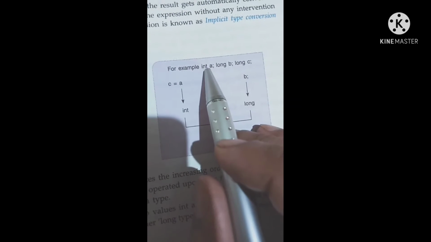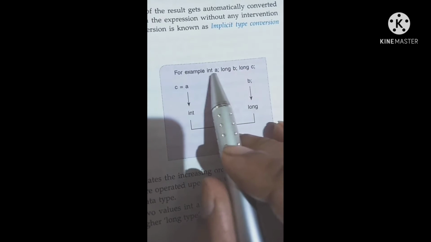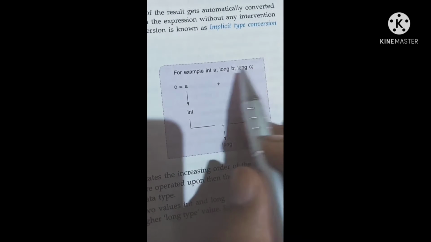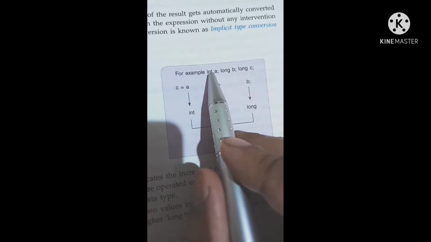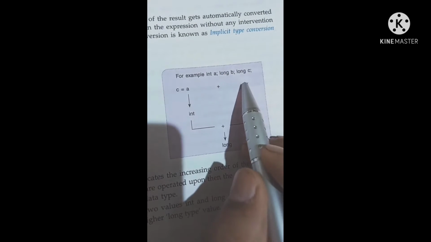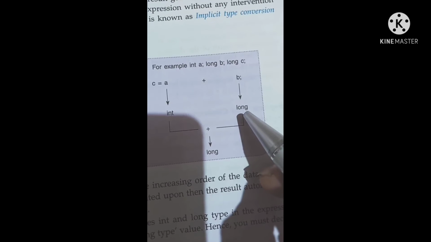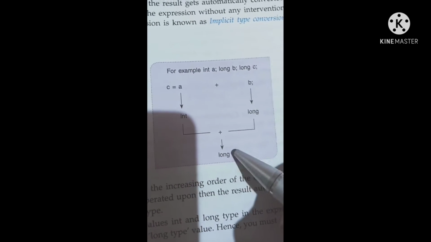Here by the diagram it is also clear. In the example, int a is a data type, long b is a data type, long c, we have three variables: int a and two long data types b and c, where c equals a plus b. Suppose a is an integer, b is long and c is also long. So a is int and b is long, so the value will come in long.